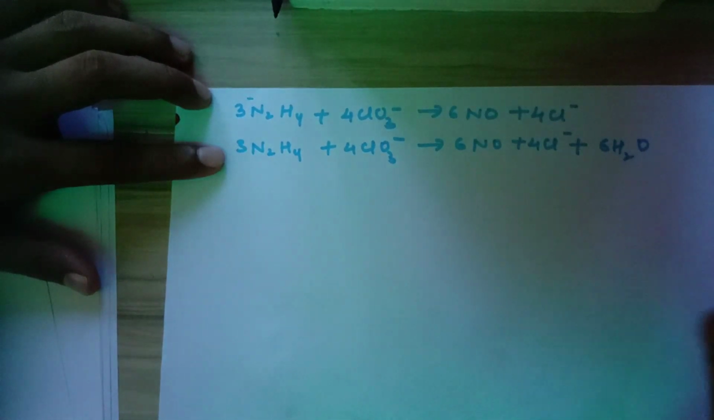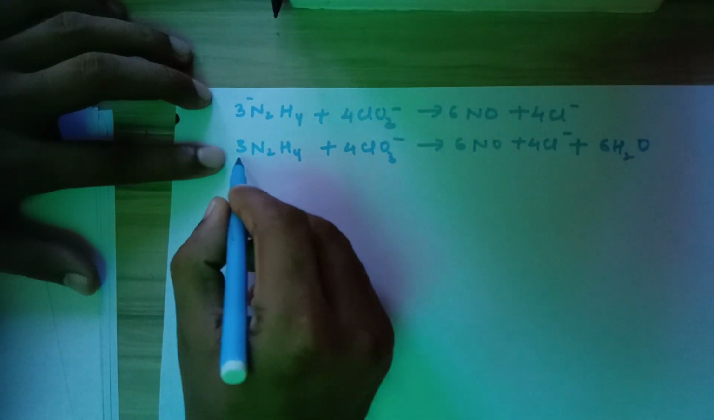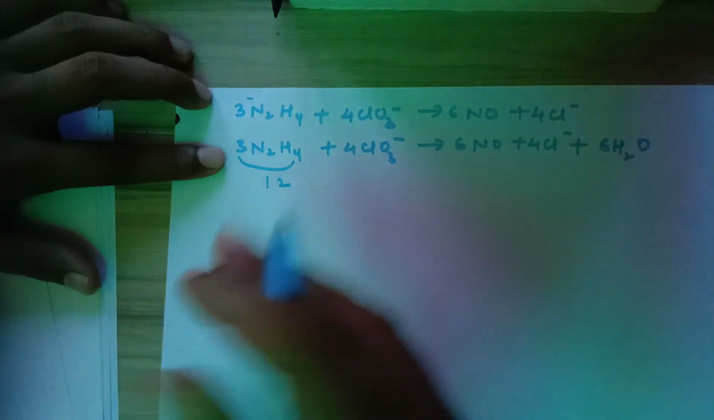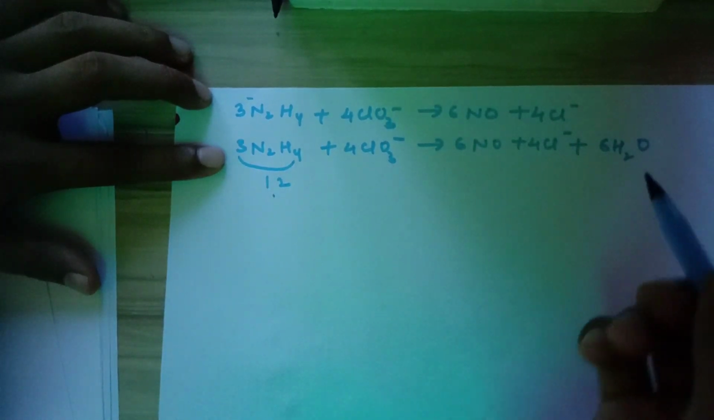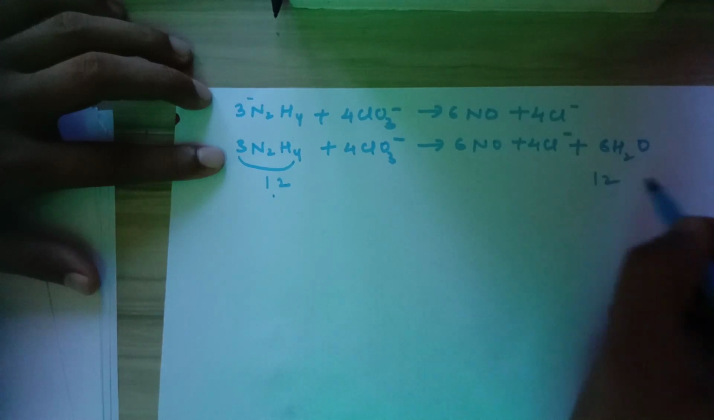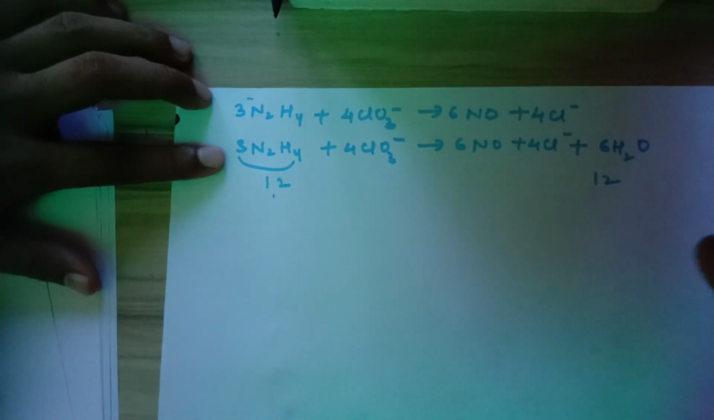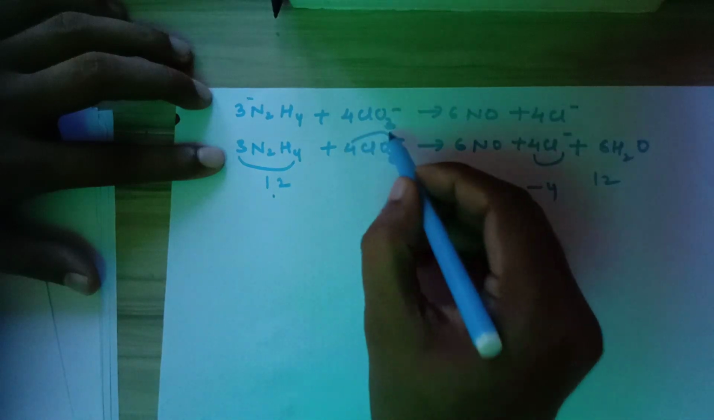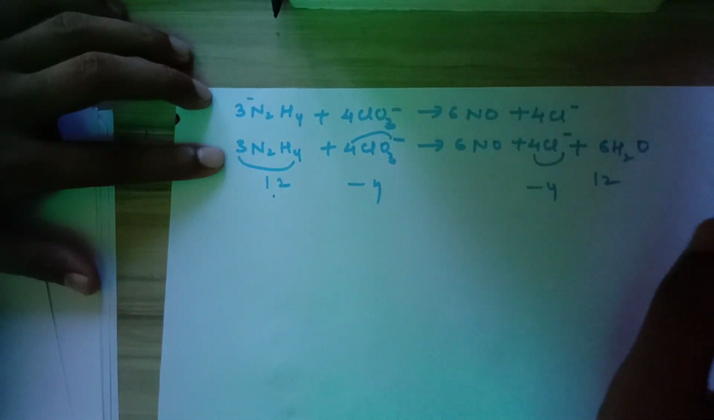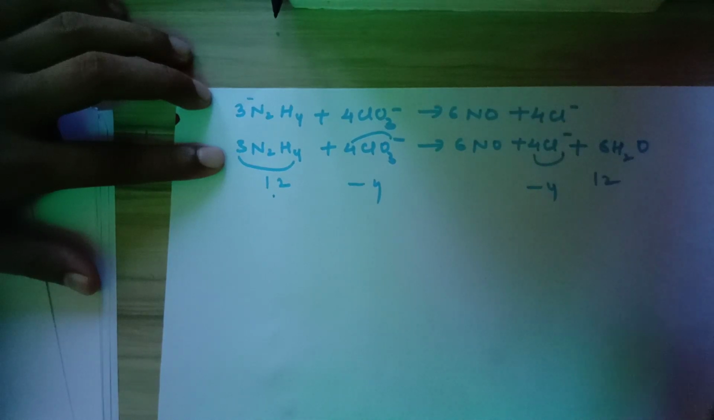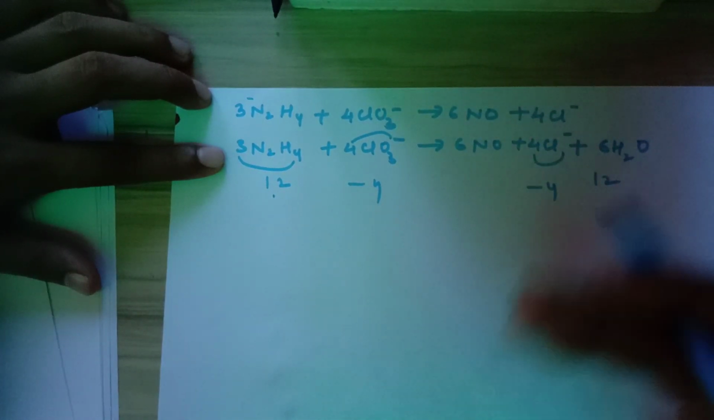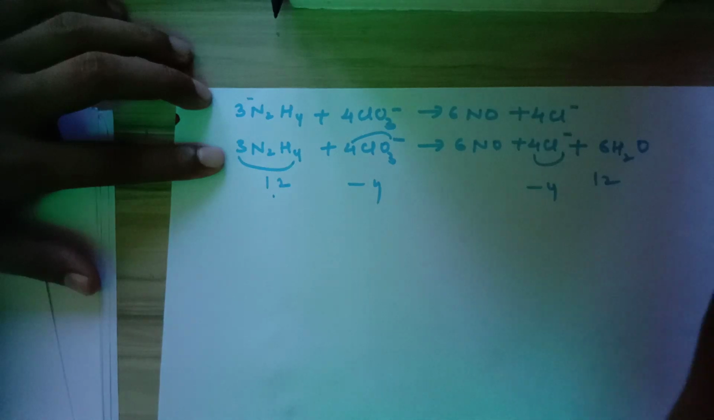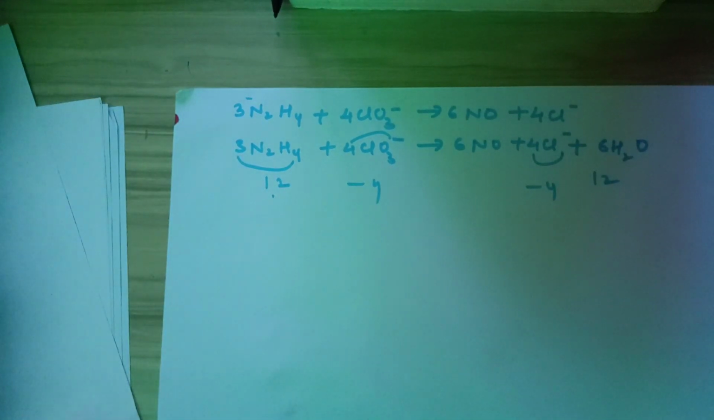Now we have to balance the number of hydrogen. So let's see how many hydrogen are there on both sides. There is 12 hydrogen, and on the right hand side it is 12 hydrogen. So automatically the number of hydrogen is balanced over here. Let's see the number of charge. Here there is minus 4 charge, so total number of charges is minus 4. Here also there is minus 4 charge, so total number of charges is minus 4. So the given equation is balanced. Since number of charges are balanced, number of atoms are balanced, so the given equation is automatically balanced. Thank you.